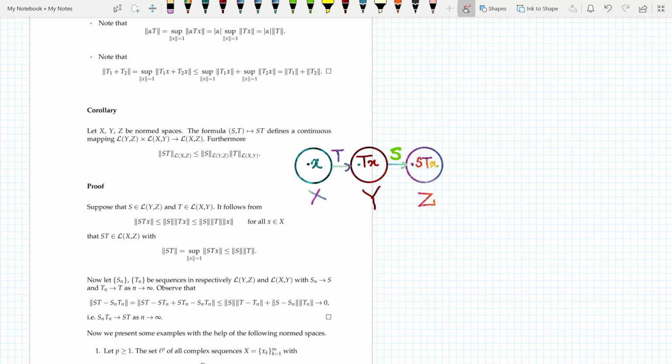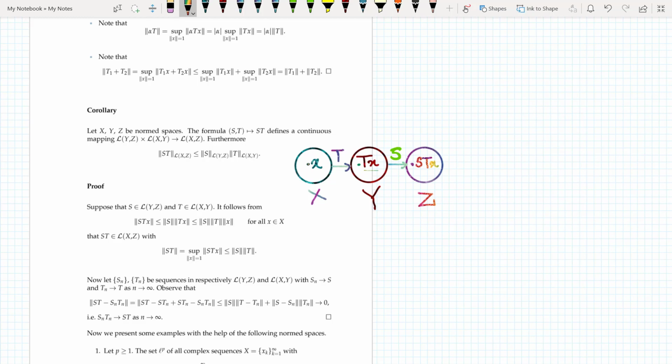My operator S takes me from Y to Z, and my operator T takes me from space X to space Y. So if I have a vector x in my space X, when I apply operator T to it, in Y space what I get is this quantity Tx. Tx is an element in Y space. If I take a vector in Y space and apply my operator S to it, I get a vector in my Z space, which is represented as STx.